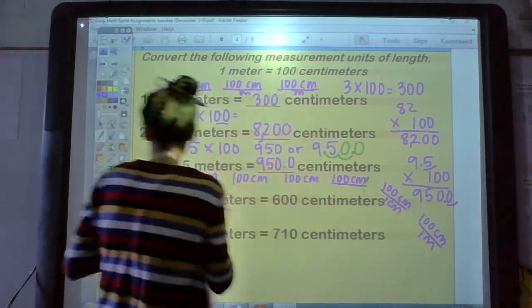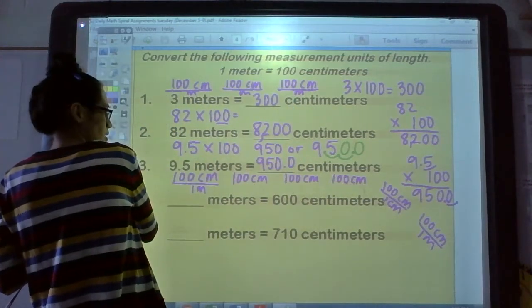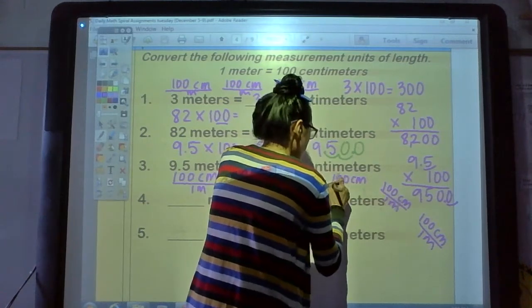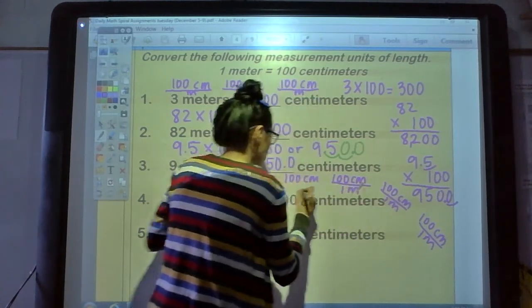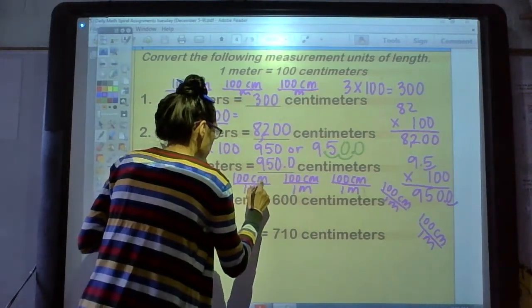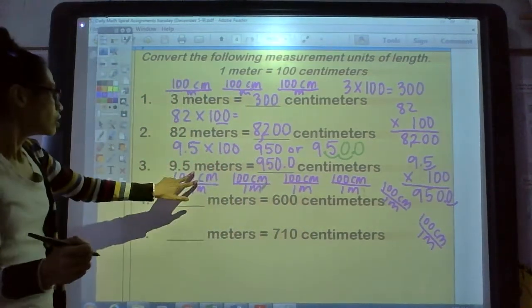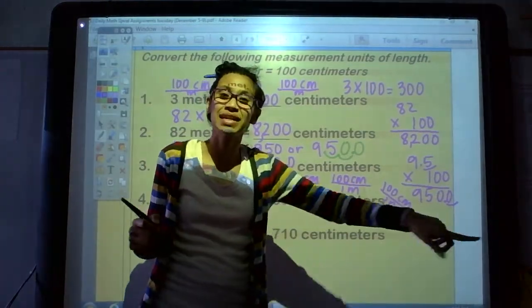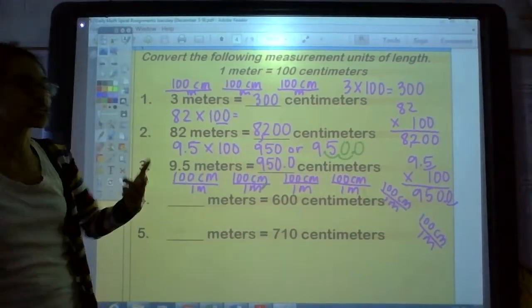Oh, look. See what I wrote? That is not right. Not 1 centimeter. 1 meter. 100 centimeters is 1 meter. All right, so let's count. 100, 200, 300, 400, 500, and 600. There are 600 centimeters there.